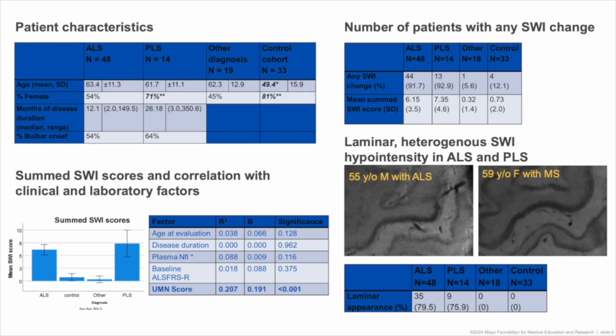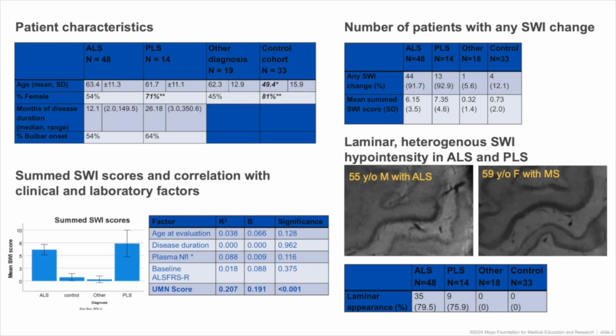So to summarize, the SWI changes of the motor band sign in ALS and PLS have some correlation with clinical upper motor neuron findings, which could mean that it's a biomarker of upper motor neuron degeneration. And the motor bands in people with ALS and PLS versus healthy controls tend to be in the moderate to severe range of SWI hypointensity, and are more likely to have a laminar appearance.